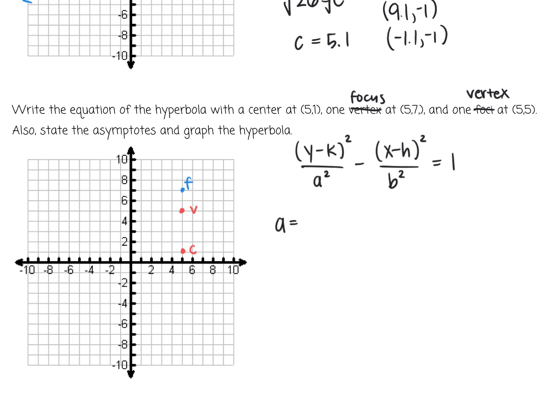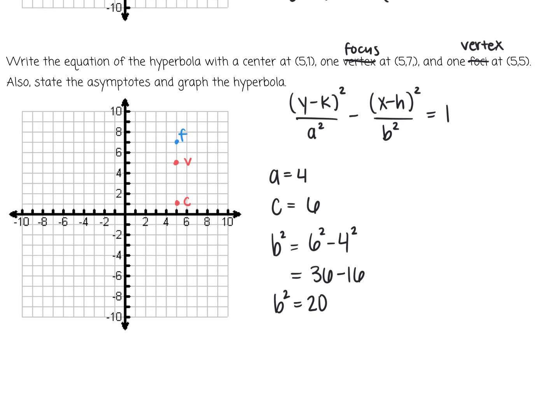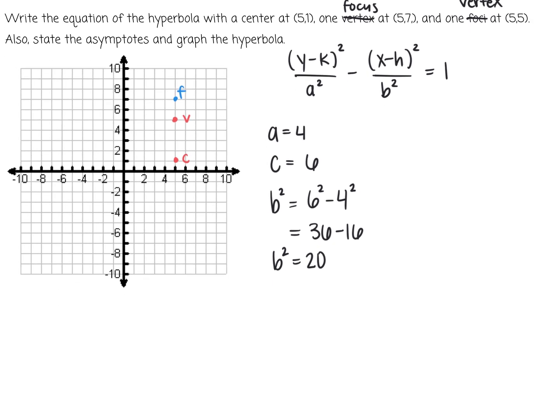So a is the distance from our center to our vertex, which is going to be 4. C is the distance from our center to our foci, which is going to be 6. So then we use b^2 equals c^2 minus a^2, so 6^2 minus 4^2. So we get 36 minus 16, which tells us b^2 is 20. So for my equation, that's all I need. I need to know that b^2 is 20.